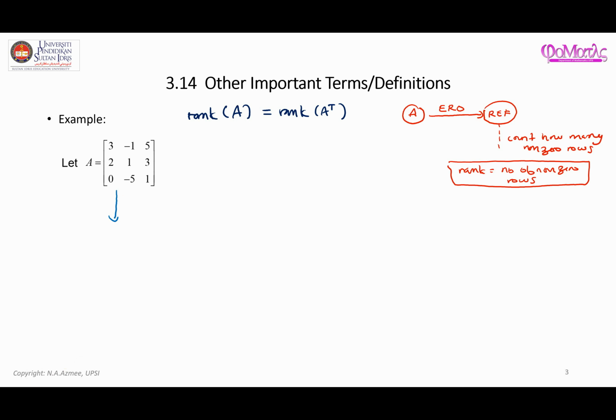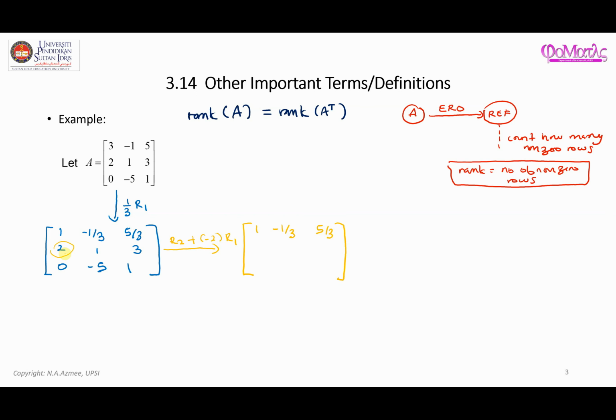Okay, so for here I can see 1 over 3 multiplied with the first row, I will get 1, negative 1 over 3, 5 over 3. So here is 2, 1, 3, 0, negative 5 and 1. Next, I'm going to turn this value into 1. So that would be the second row plus negative 2 of the first row. So here I will have 1, negative 1 over 3, 5 over 3.